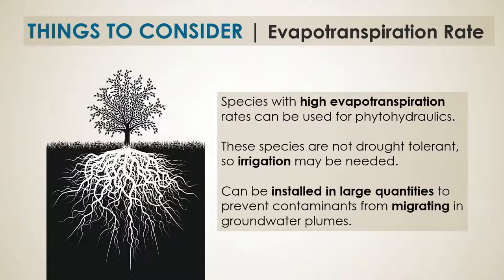Again, the species with high evapotranspiration rate typically aren't going to be drought tolerant, so irrigation may be needed. But we can install these also in large enough quantities to prevent contaminated groundwater from migrating.